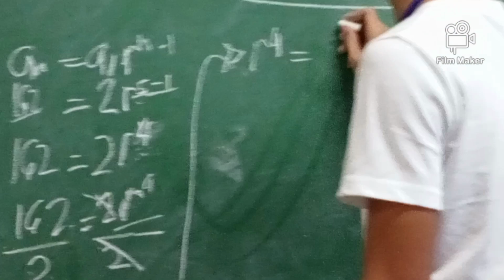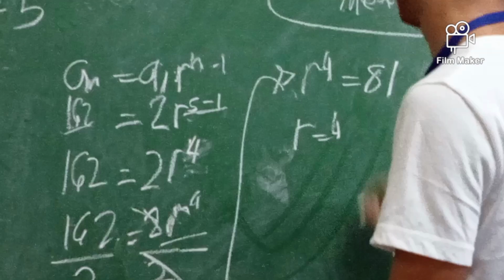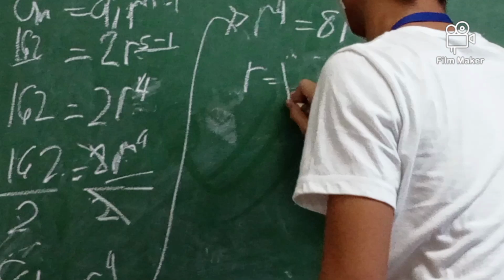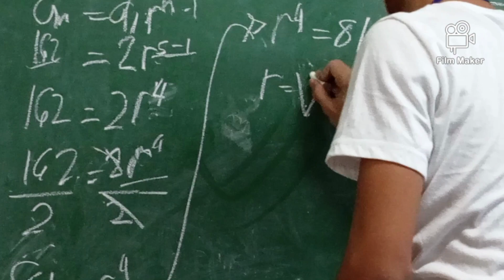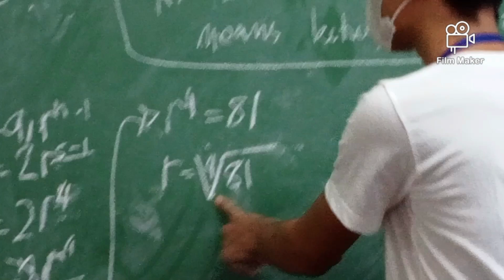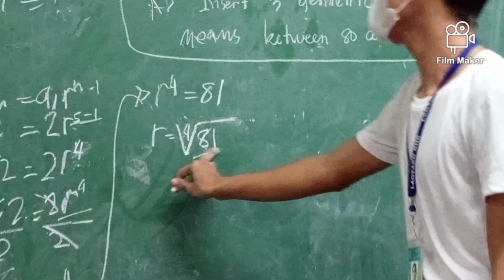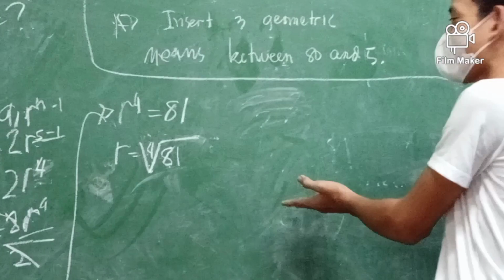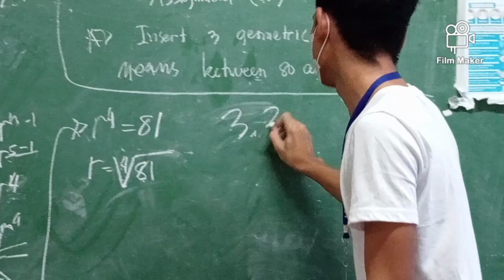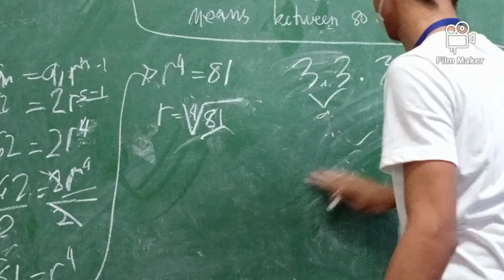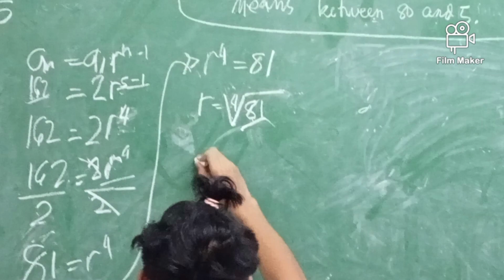So R is the one. Keep distance, ilayo na gamay, sikit ra kayo sa equal. Gamay nga number, ma-equal siya sa 81. So, ang possible nga gamay nga number niya is only 3. So, 3 squared. So, 3 times 3 is 9, 81. So, which is 3? Positive 3.